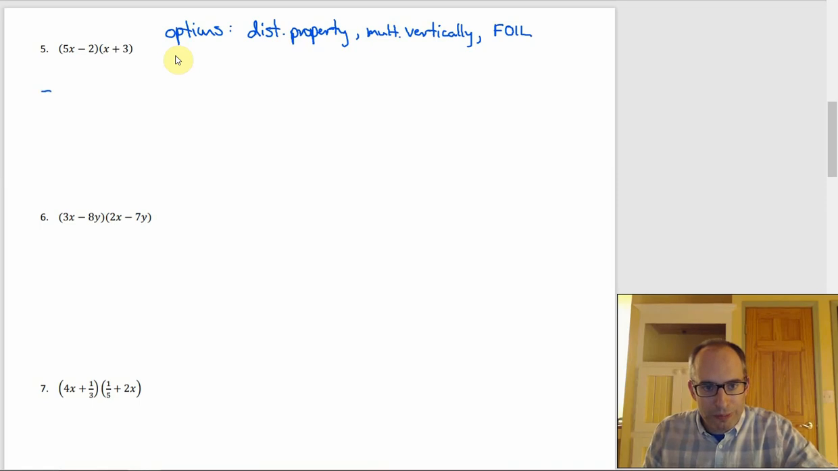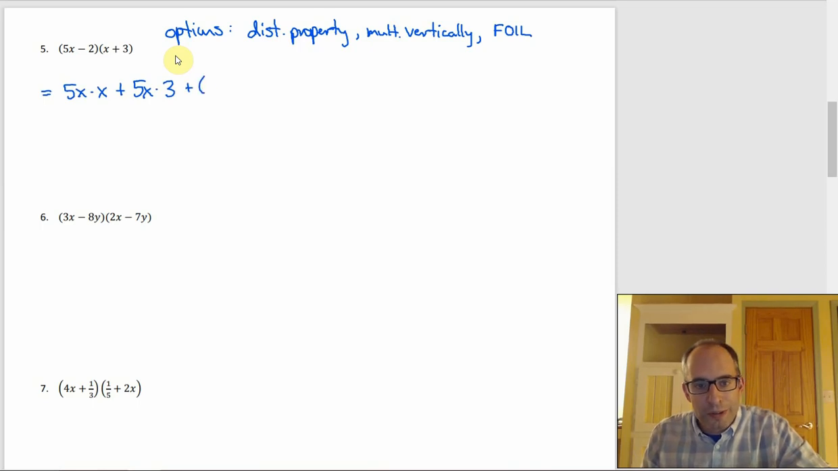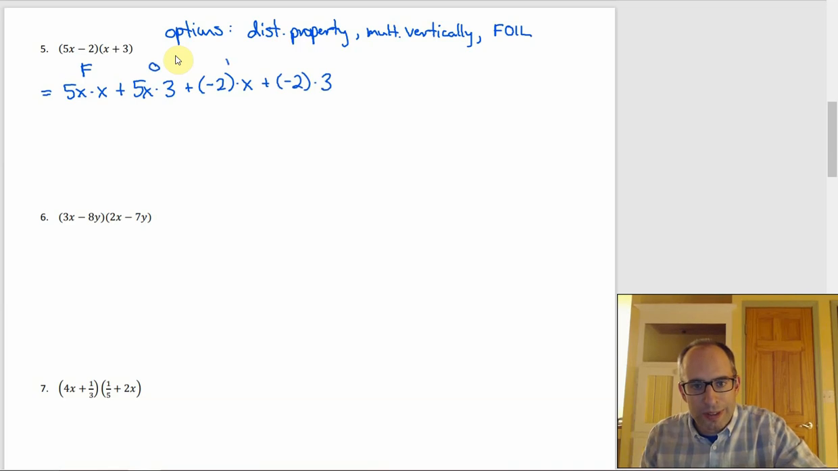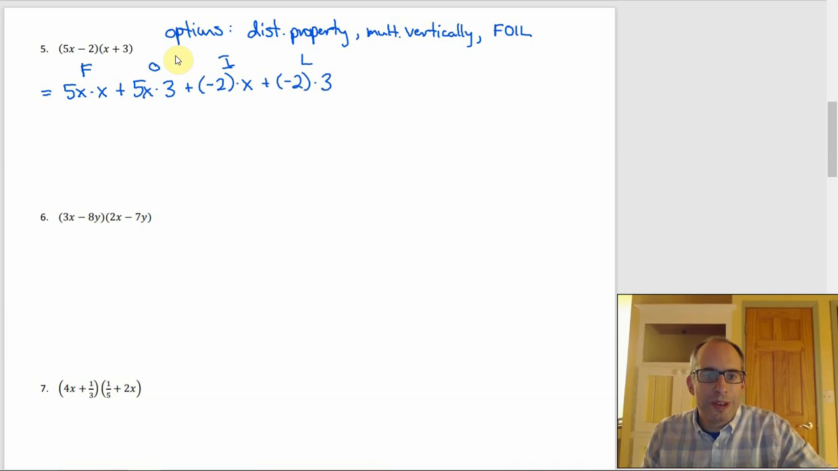So 5x times x for the first terms. Then for the outer terms, so plus 5x times 3, right? Because the outer would be the one all the way on the left and the one all the way on the right. Then the inner terms would be negative 2 and x, right? Because the 2 on the inside. And then the last terms, negative 2 times 3. So there's my first, outer, inner, and last. And then you can simplify those.